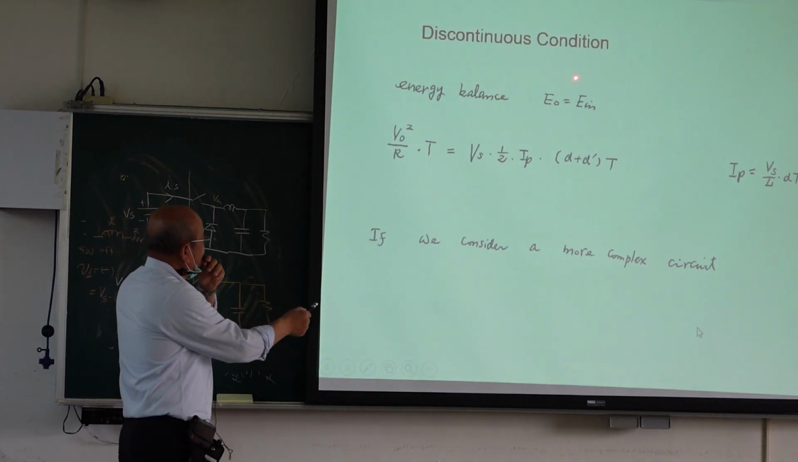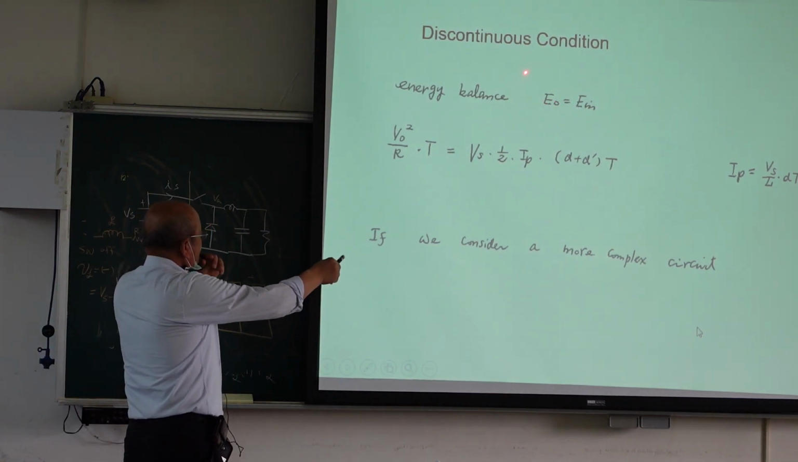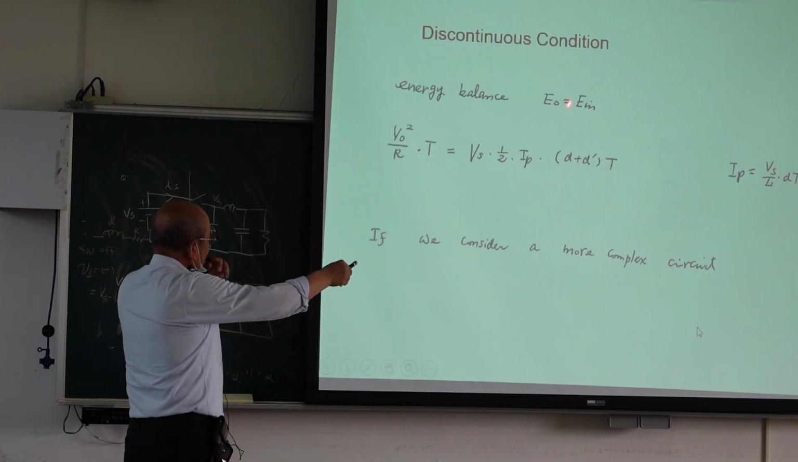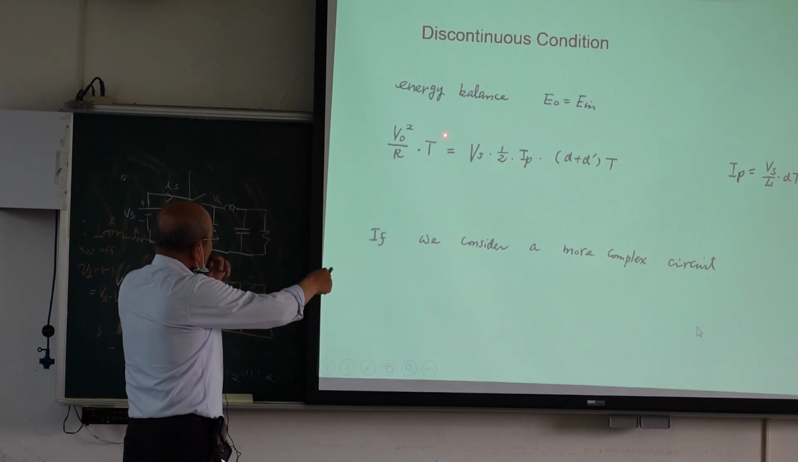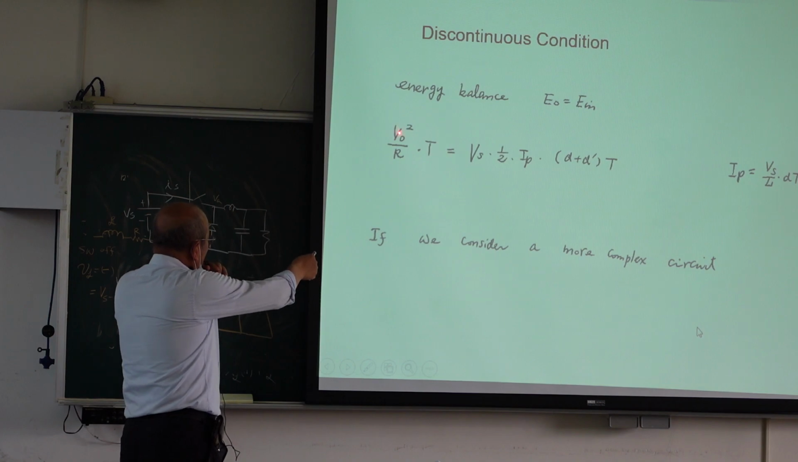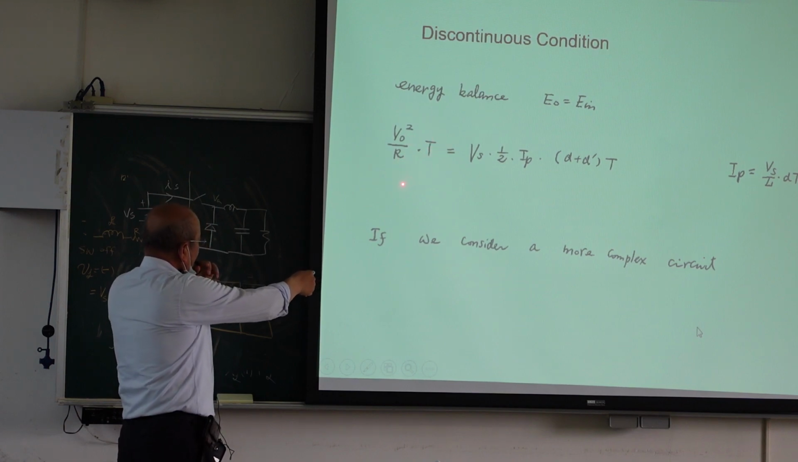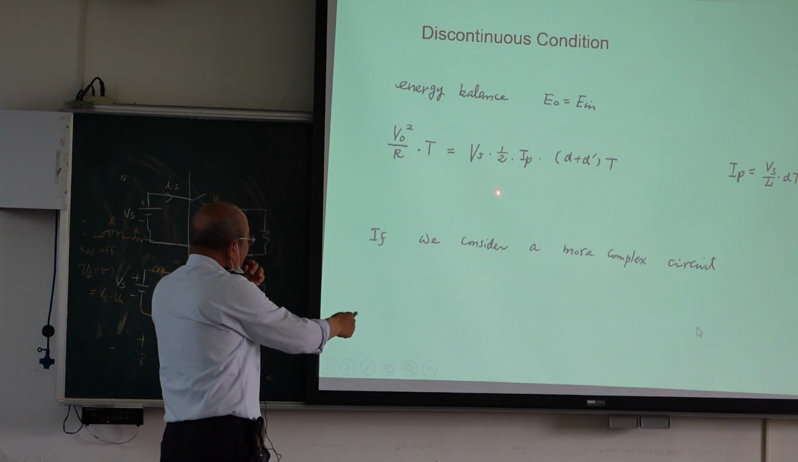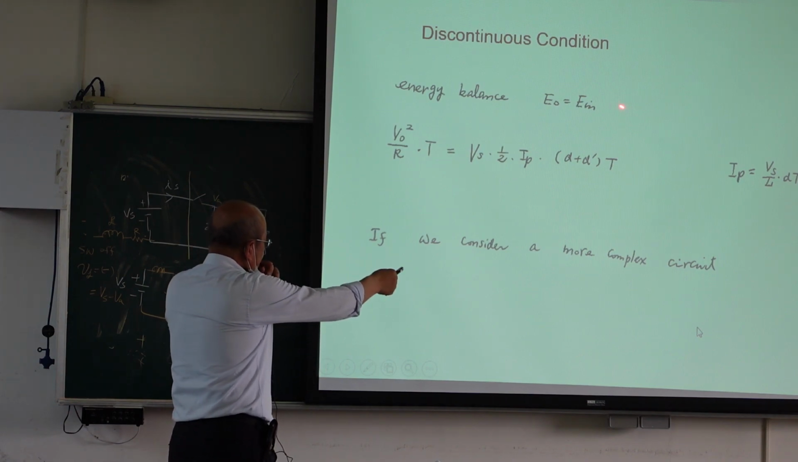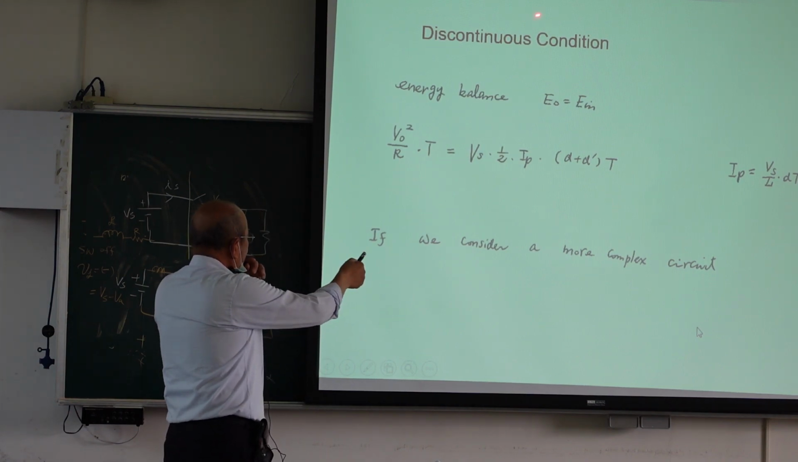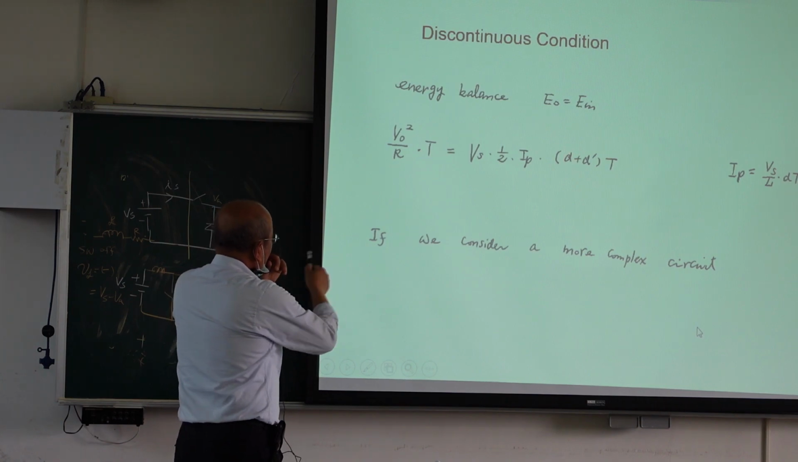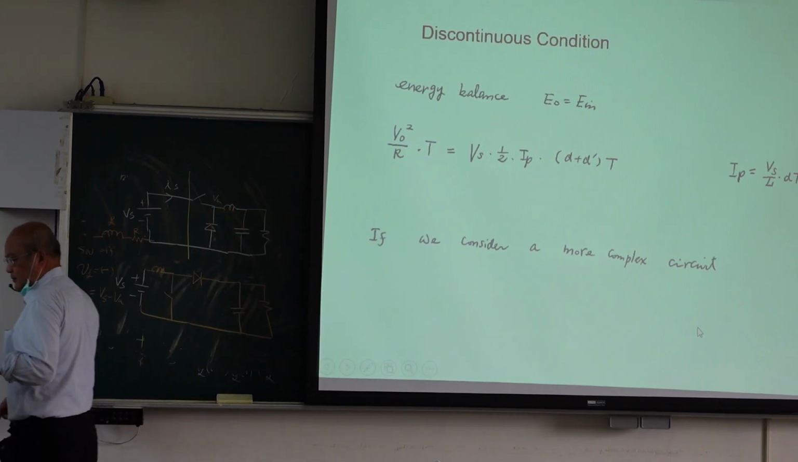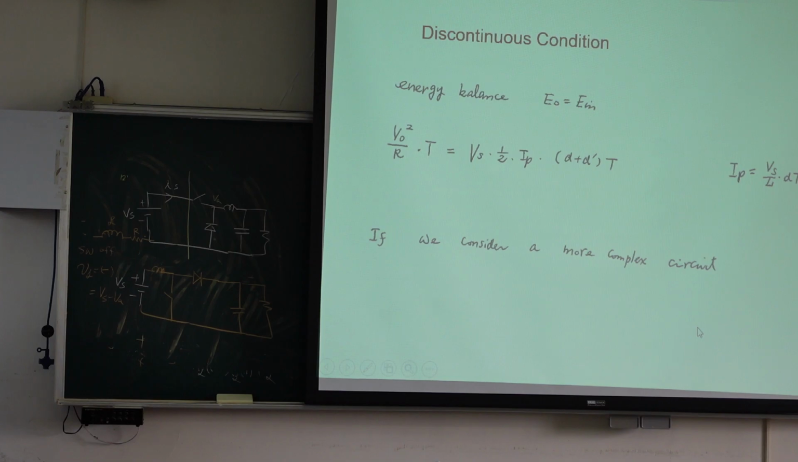How about the continuous case? The same idea. Output energy should be equal to input energy. How about output energy? Output voltage square divided by R. This is output power multiplied by time. This is output energy. How about input energy? It is here. So output energy equals input energy. Then we can develop more.